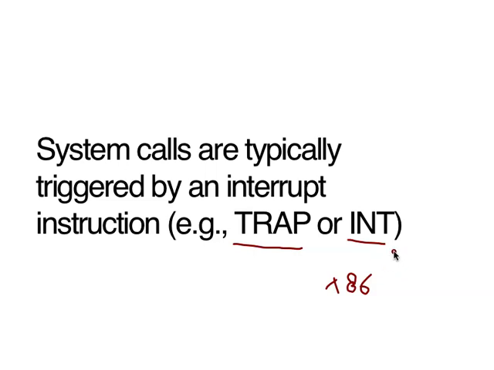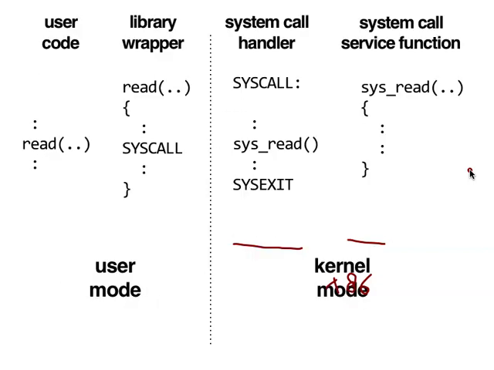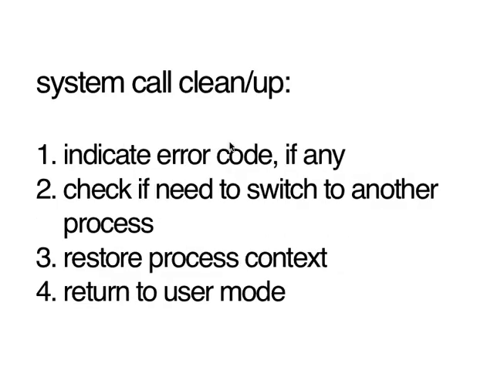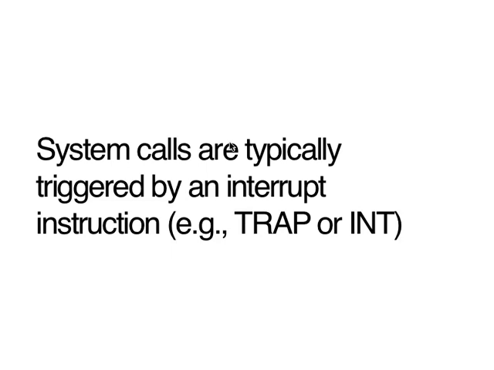Whenever a process executes this instruction, it causes the CPU to jump to a particular piece of code in the kernel. And so the system call here, the actual sys call, is triggered by the interrupt instruction. So this is how system calls actually work in detail.